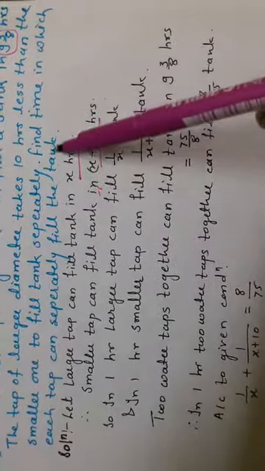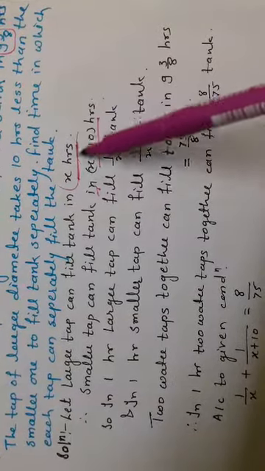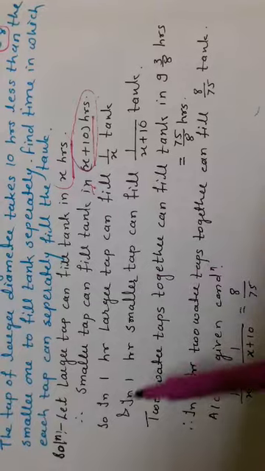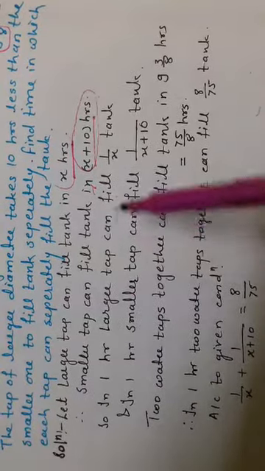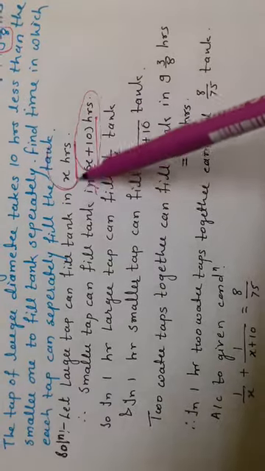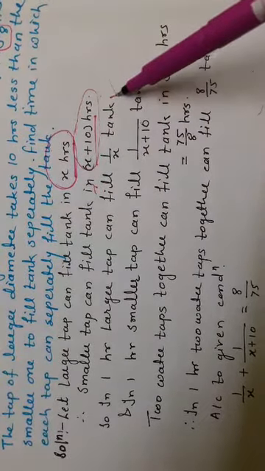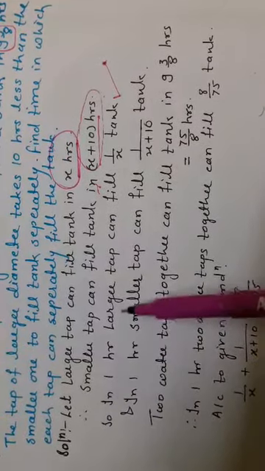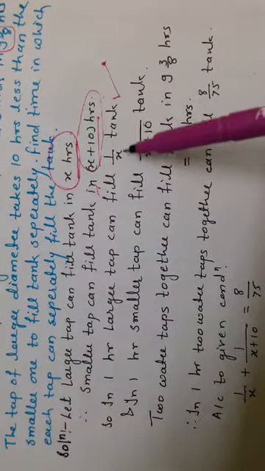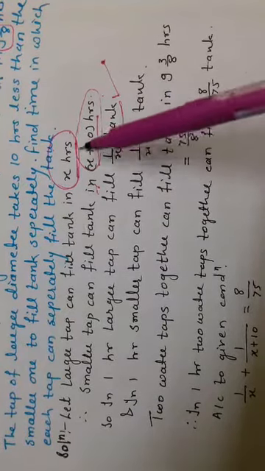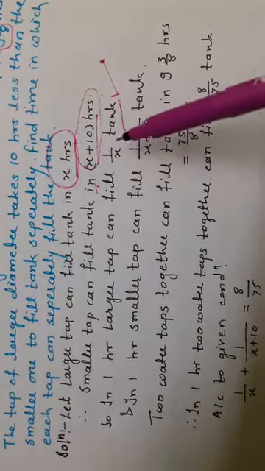So this is the time required to fill the tank, but we don't want the time. We want in 1 hour how much of the tank can fill. So what we have to do, this is very, very important, and this step is very important. We see that in 1 hour the larger tap can fill 1 upon x of the tank, meaning we have taken the reciprocal 1 by x of the hours, meaning the time.